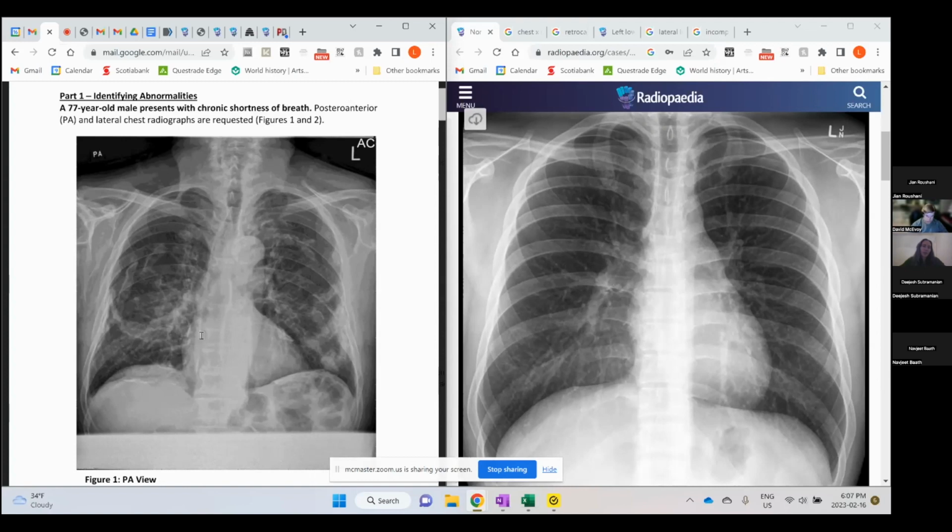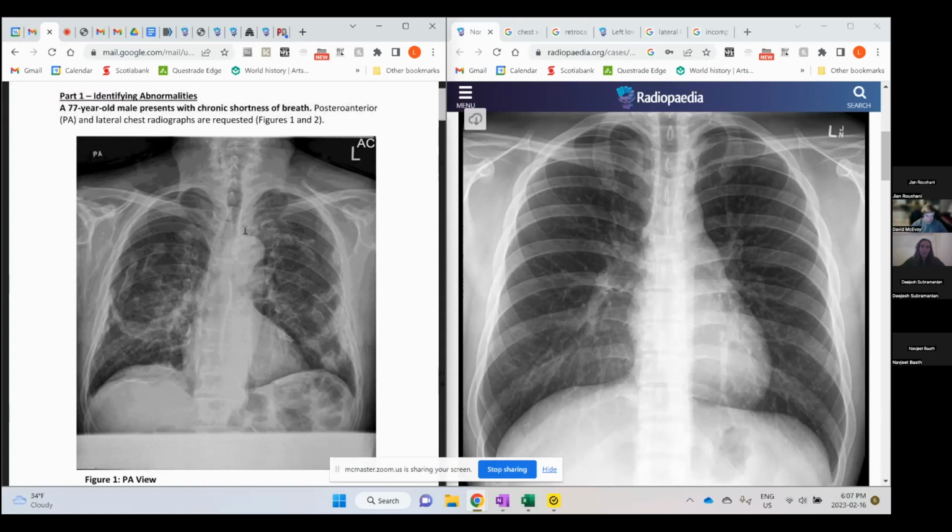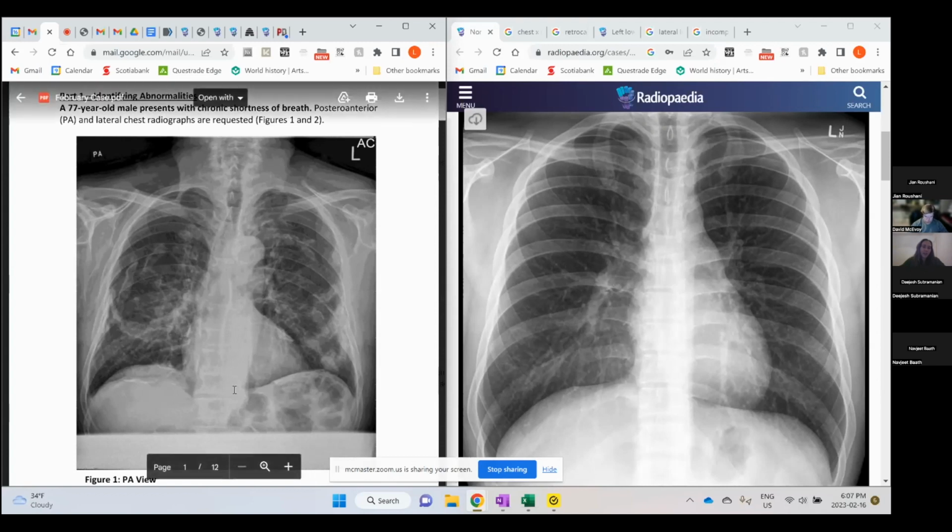And then I look at the, actually before the heart, I also look at the pleura. I just follow it along like this. You guys can see my mouse, right? Yes, we can. Okay, cool. And then I do the heart, and then bones and upper abdomen in the end.